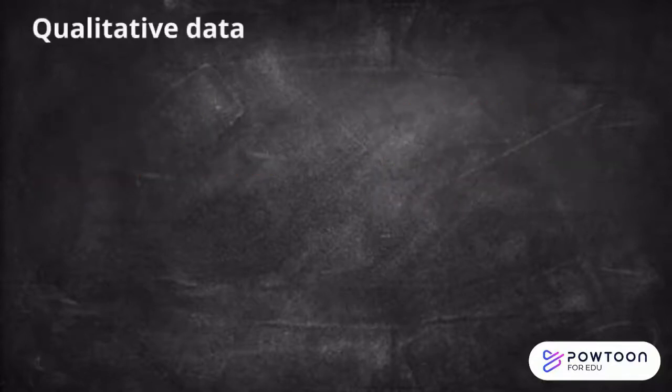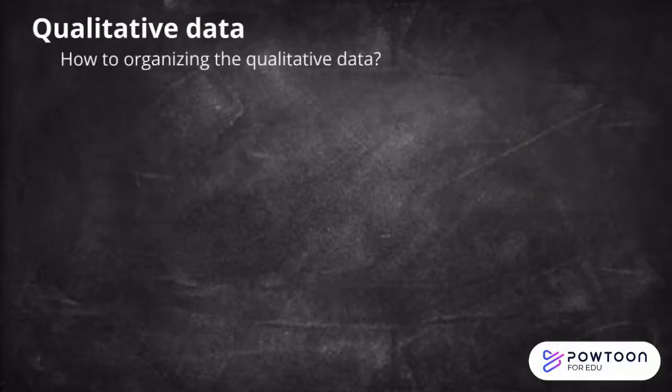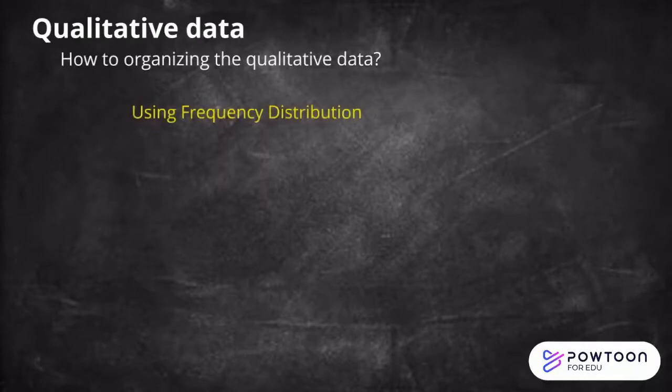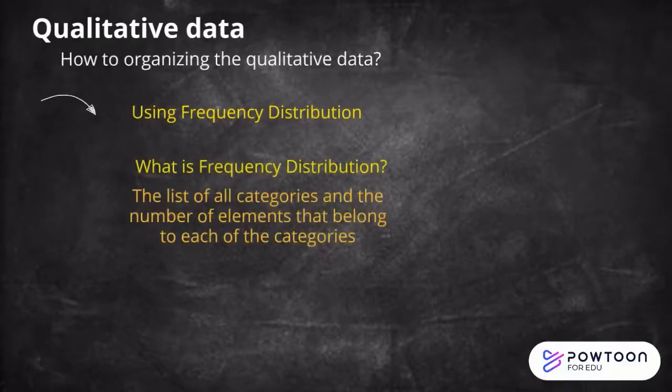Today we're going to learn about qualitative data, and how to organize the qualitative data. First is using frequency distribution. What is frequency distribution? The list of all categories and the number of elements that belong to each of the categories.